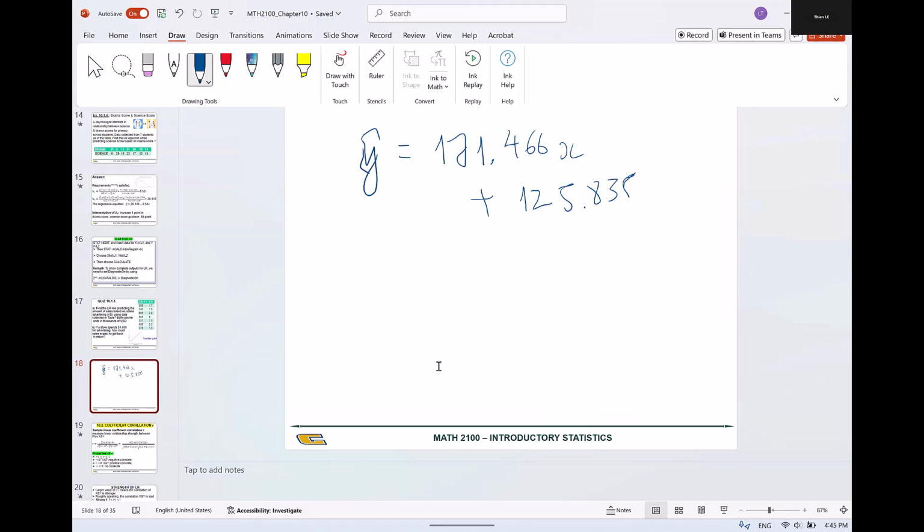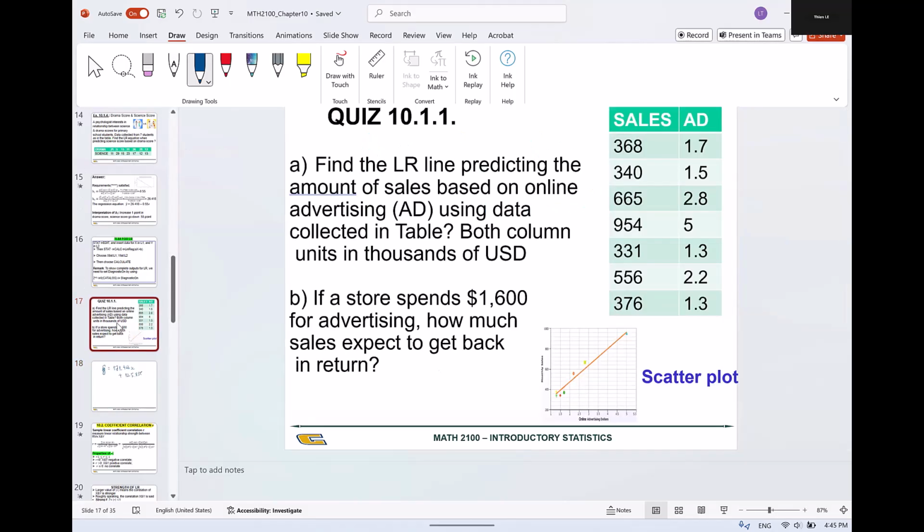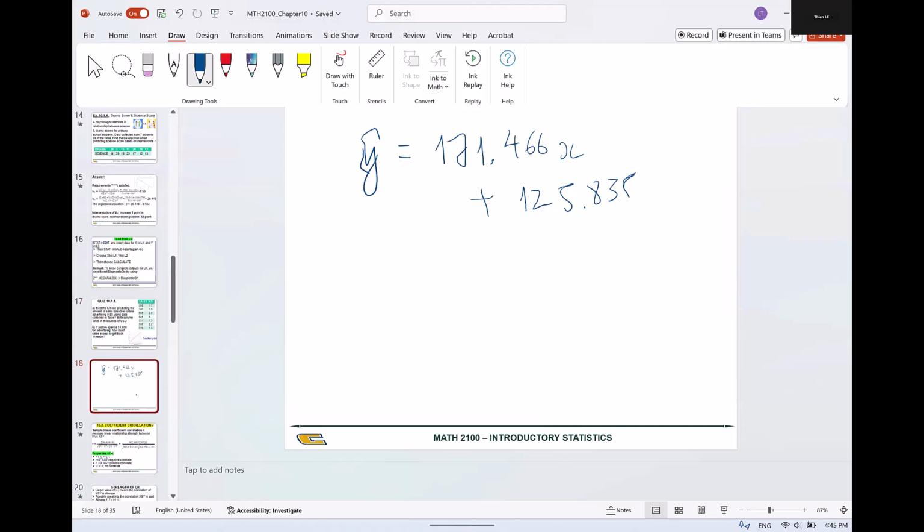Remember, you have to pay very careful attention here. The unit here is in $1,000, which means $1,600 corresponds to 1.6. So basically X equals 1.6, in thousands of dollars.